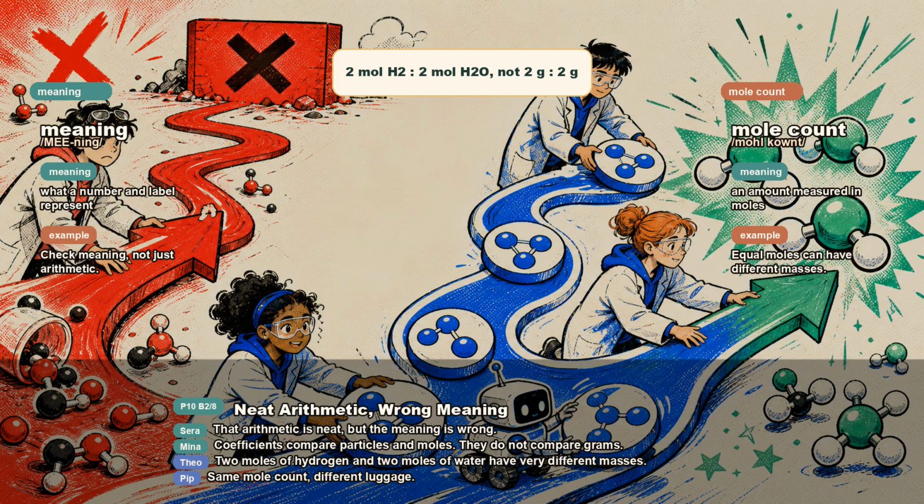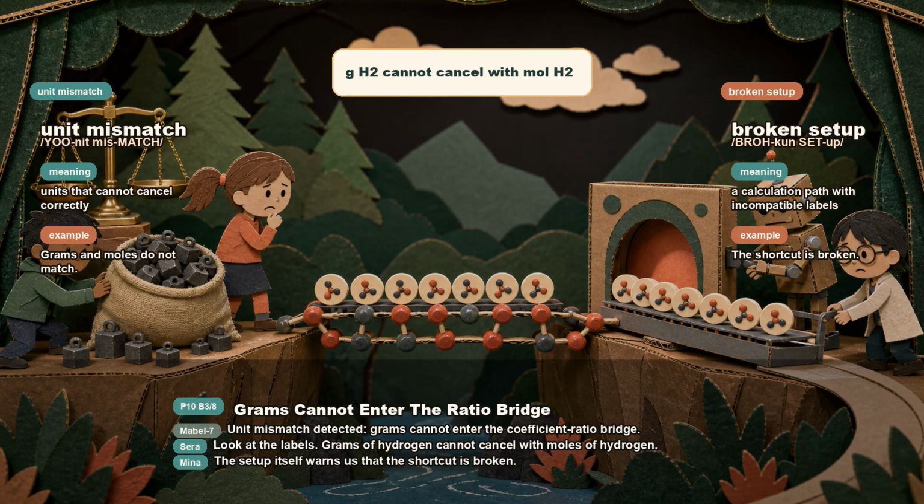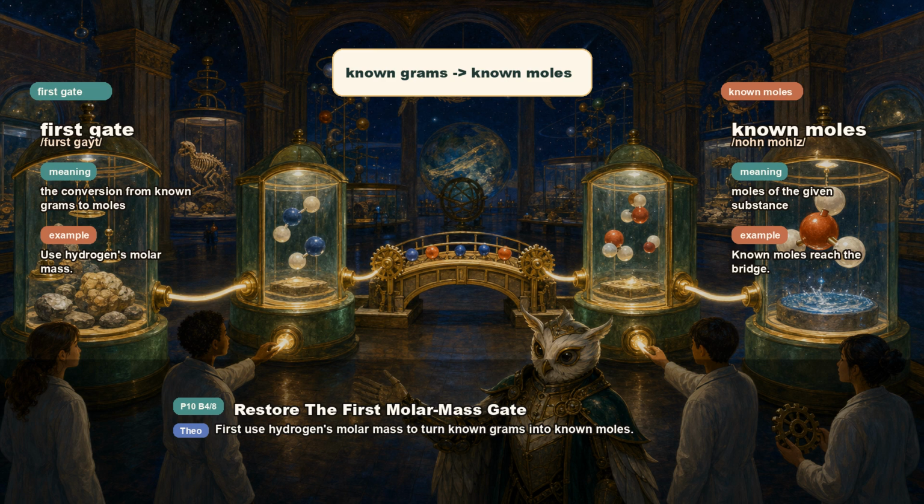Coefficients compare particles and moles. They do not compare grams. 2 moles of hydrogen and 2 moles of water have very different masses. Same mole count, different luggage. Unit mismatch detected. Grams cannot enter the coefficient ratio bridge. Look at the labels. Grams of hydrogen cannot cancel with moles of hydrogen. The setup itself warns us that the shortcut is broken.